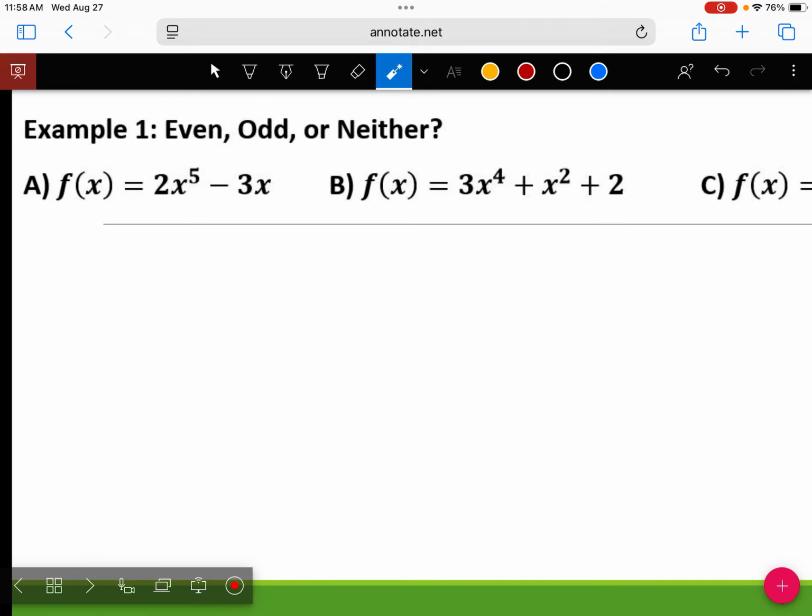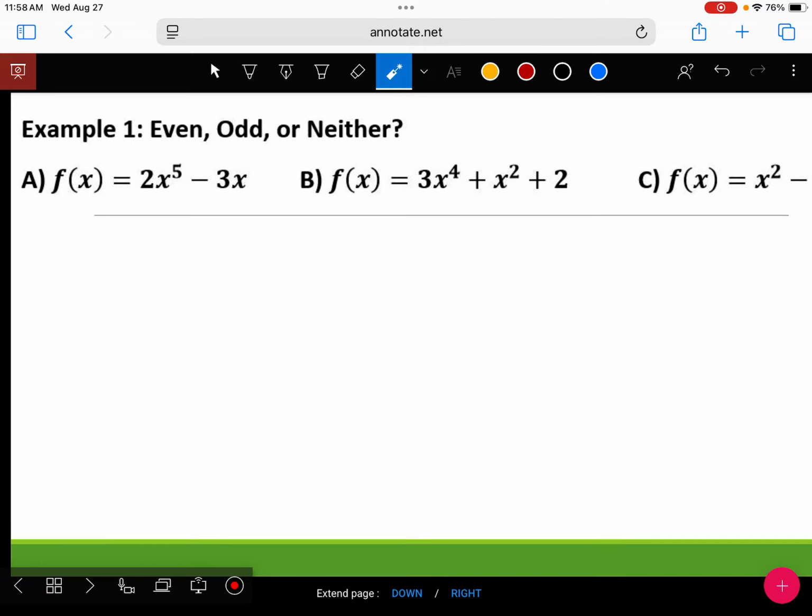So let's talk about example 1. Example 1 is even, odd, or neither. So just copy down A. We'll work through A together, and then we'll work through B and then C.